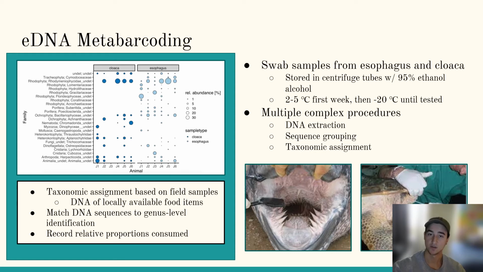This is done by taking swabs from the sea turtle's esophagus and cloaca, extracting the DNA, and then taxonomically assigning the sequences to genus level identification. And the taxonomic assignment is based on field samples that are collected prior to the swabs.